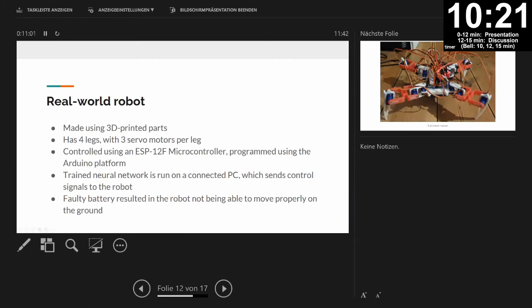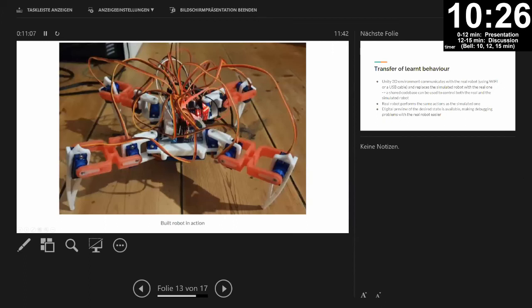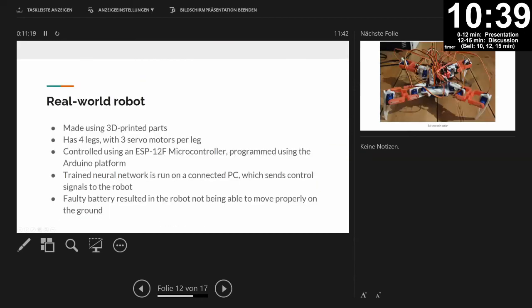So we're going to transfer to the real world. We have a robot looking like this with 3D printed parts with specific joints. You can see the 3 joints on the base and 2 parallel joints on the legs. For 4 legs, it's a very small robot. And we control it with an ESP12F microcontroller on an Arduino platform. The interesting point is that the trained neural network is run on a connected PC, which sends the control commands to the robot.